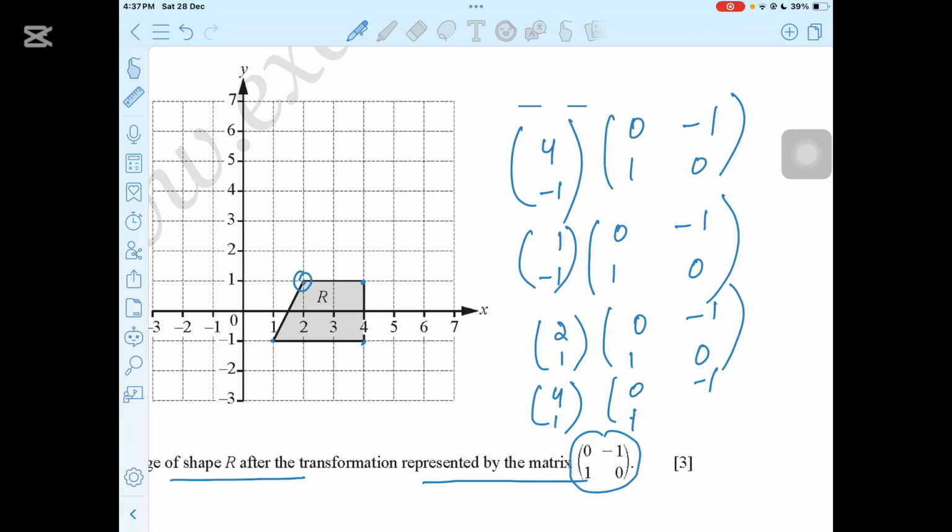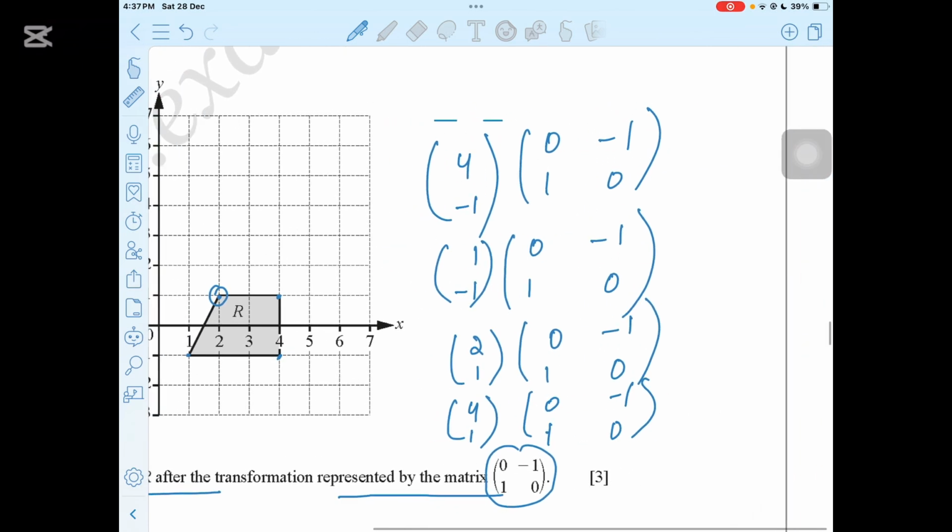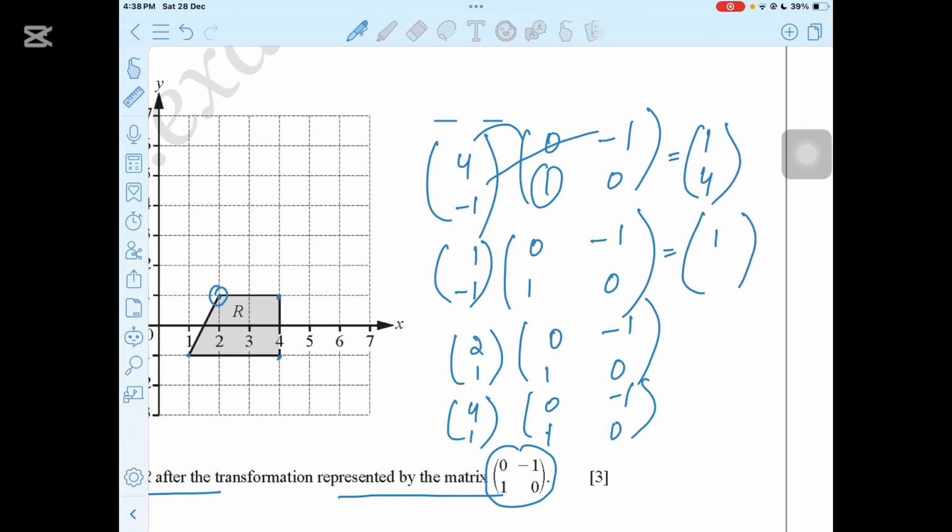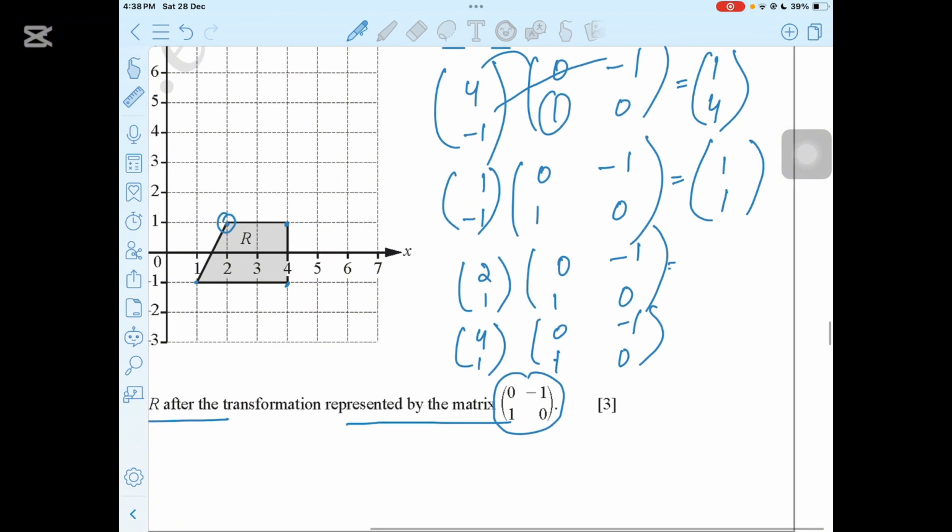Let's just take this as example. So this would be 4 multiplied by 0, and negative 1 multiplied by negative 1. So this would be 0 and negative 1 times negative 1 would be 1. And this would be 4 times 1 is 4, and negative 1 times 0 is 0. This would be 1 times 0 is 0, and negative 1 times 1 would be 1, and this would be 1 again. So we have 1,1 and 1,4.